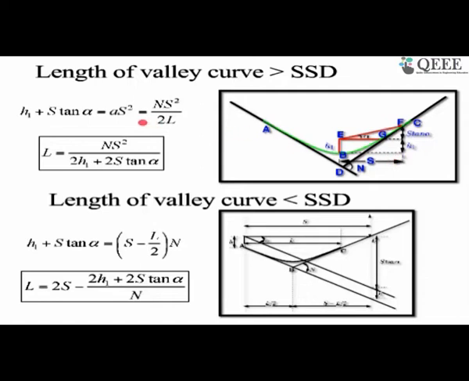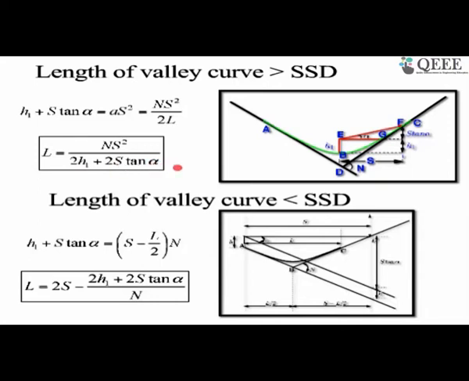And as we know from the parabola equation, basically it is going to be n by 2L. So if we replace this, s h1 plus s tan alpha is equal to n s square by 2L. So from this, if we just try to find out what the length is going to be, L equals n s square by 2h1 plus 2s tan alpha.